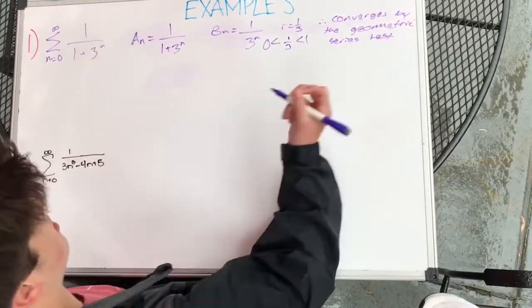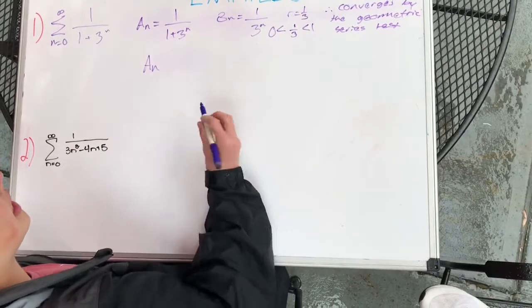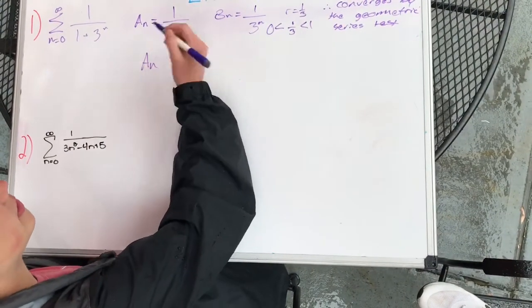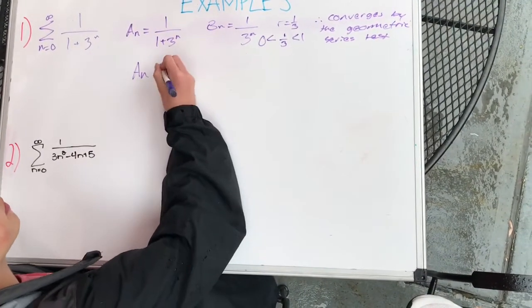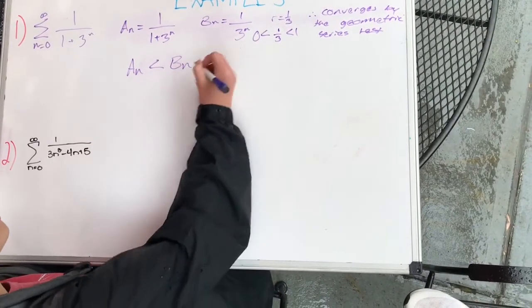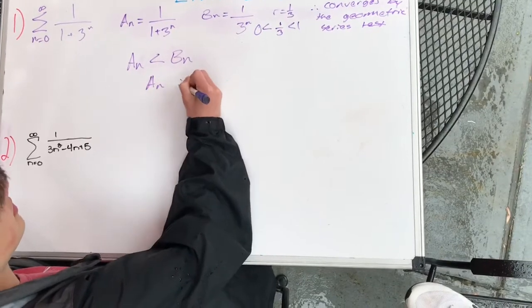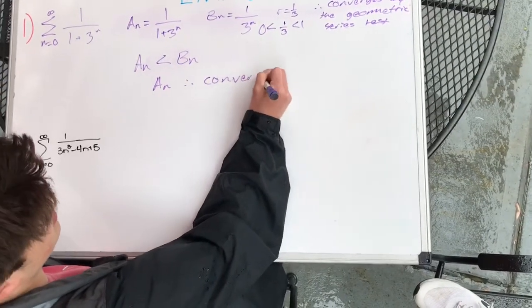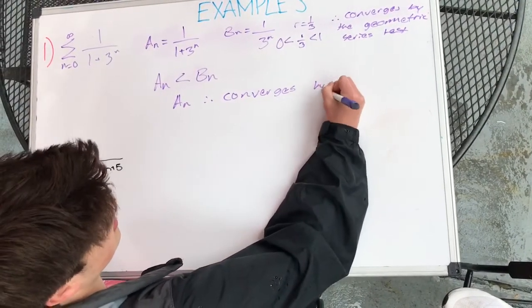So now on to the comparison part, in which we have a sub n. And because there's this 1 plus right here, this will always be less than b sub n. And because a sub n is less than b sub n, a sub n therefore converges by the direct comparison test.